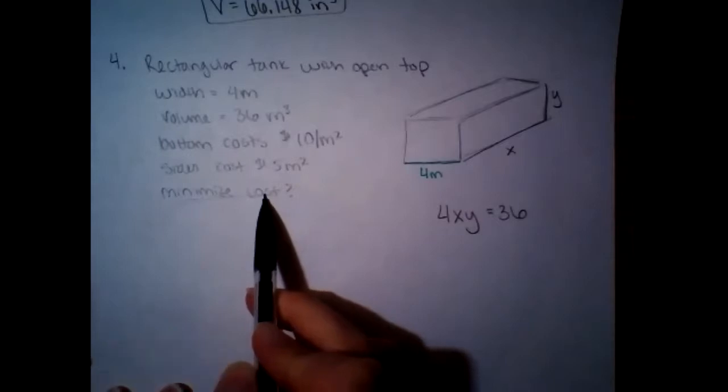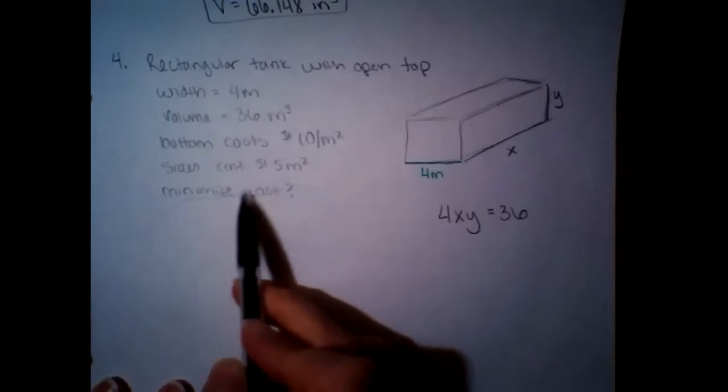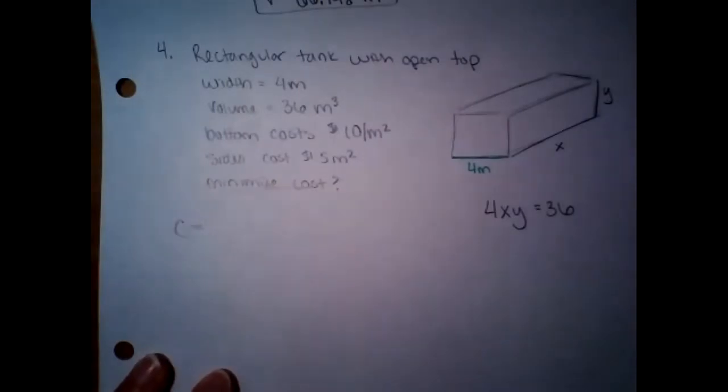Cost is what we're trying to maximize, or sorry, minimize. We want to spend the least. We don't want to spend the most. We want to minimize cost. We want to optimize cost. So I'm going to need an equation for cost. We're going to do cost equals.